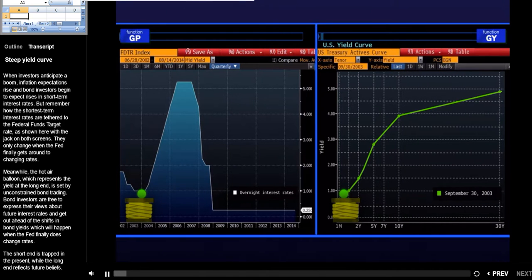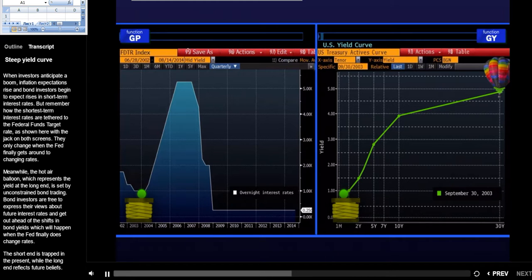When investors anticipate a boom, inflation expectations rise and bond investors begin to expect rises in short-term interest rates. But remember how the shortest-term interest rates are tethered to the federal funds target rate, as shown here with the jack on both screens? They only change when the Fed finally gets around to changing rates.